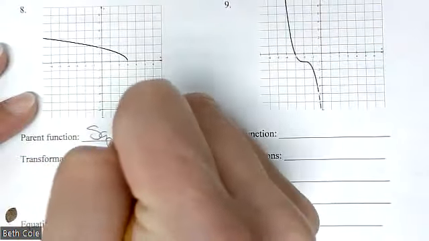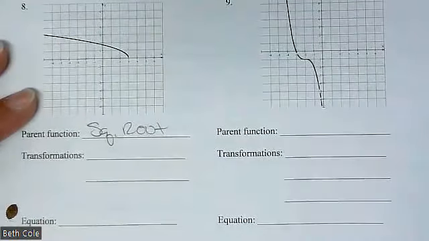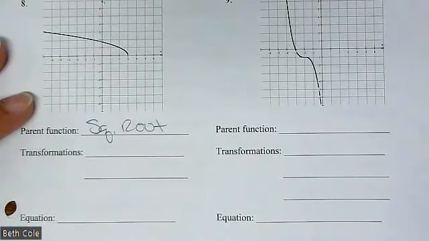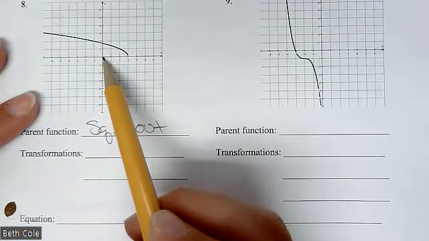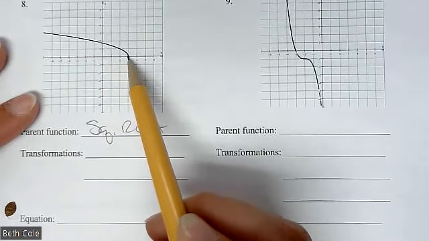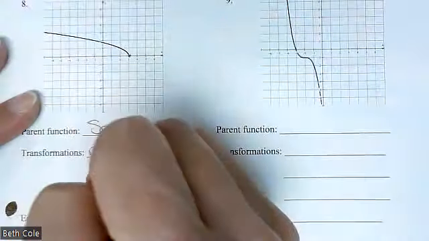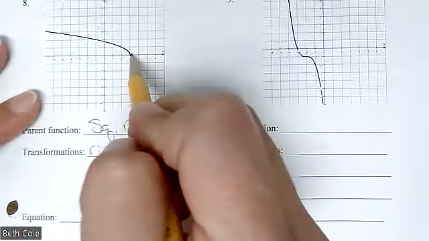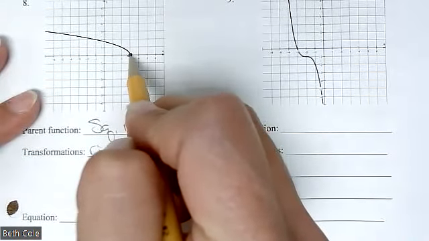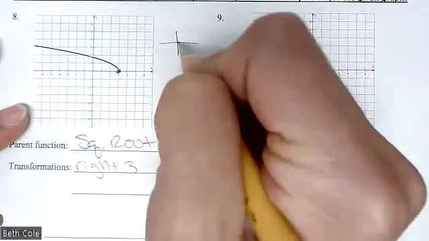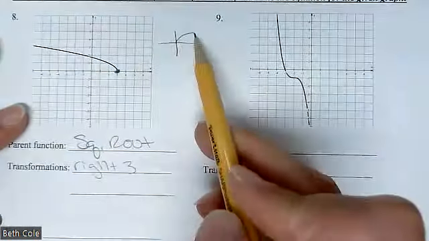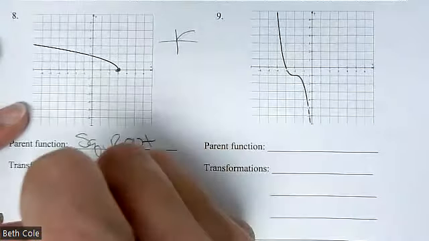Perfect. Square root. Now the center is normally at the origin, but it went what direction? It went right 3. Good. So you're looking at this center point, or like the beginning. Now also the parent function usually looks like that. So good, reflect over y.